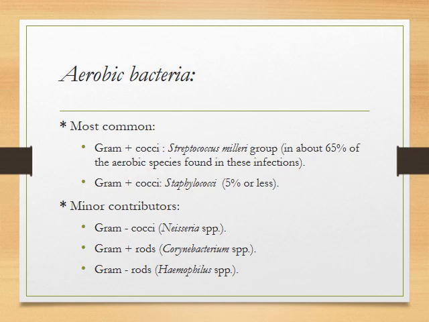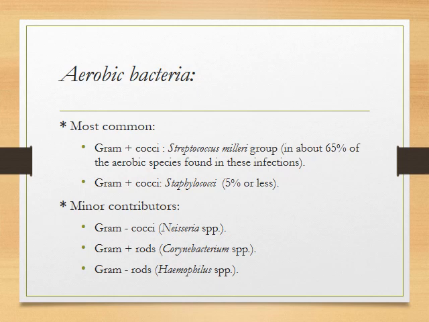The most common aerobic bacteria found in odontogenic infections are gram-positive cocci, which is the Streptococcus milleri group, in about 65% of the aerobic species, and gram-positive staphylococci.